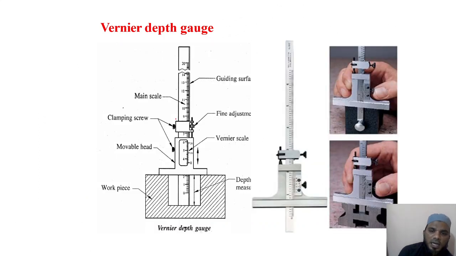Next is the depth gauge. The depth gauge is also the same. In this, the main scale is this one. This is used to lock the device. This is movable, it can move up and down. Clear? So if you want to move this, you can move this, and the scale will be moving down like this.